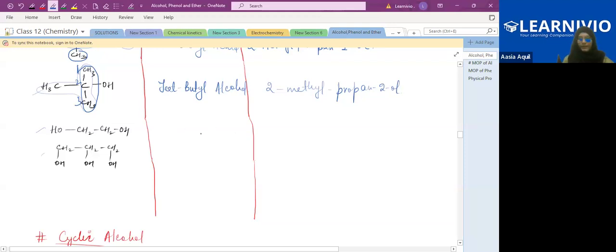Which type of glycol? What is this? This is your ethyl, right? So you will write ethylene glycol. The common name is ethylene glycol or only glycol भी हम कहते हैं. And what's the IUPAC name?